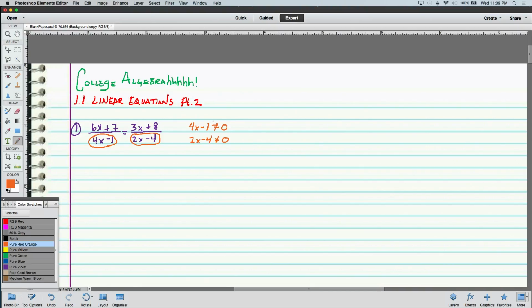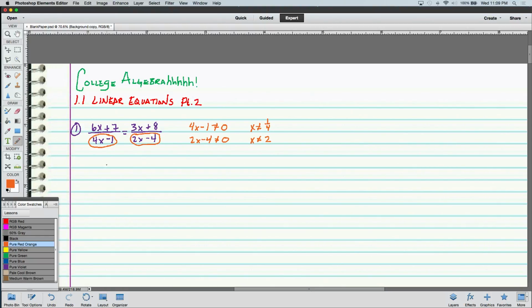Adding 1 to both sides of the equation, then dividing by 4, that's going to give us x cannot be equal to 1/4. And here, moving the x over to the other side and dividing by 2, that is going to be x cannot equal 2. So x is allowed to be any value except for 1/4 and 2. So when we solve this, if our value is 1/4 or 2, that can't be our answer. Then we know that it's not solvable.